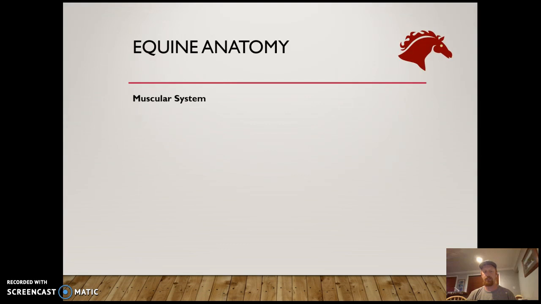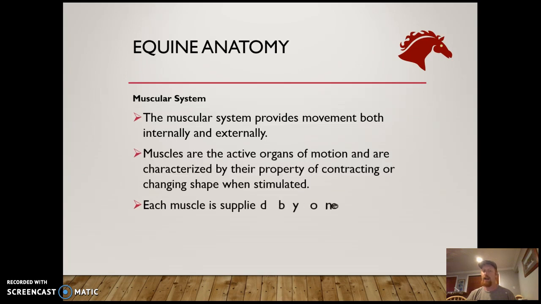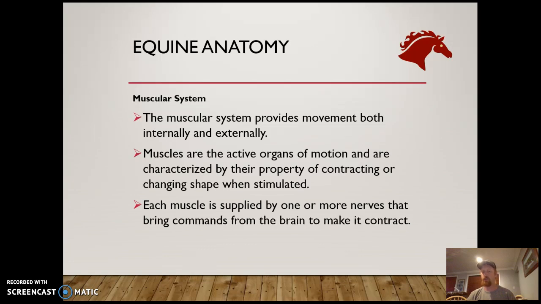The muscular system is going to provide movement both internally and externally. The muscles are active organs of motion and are characterized by their property of contracting or changing shape when stimulated. Each muscle is supplied by one or more nerves that bring commands from the brain to make it contract.